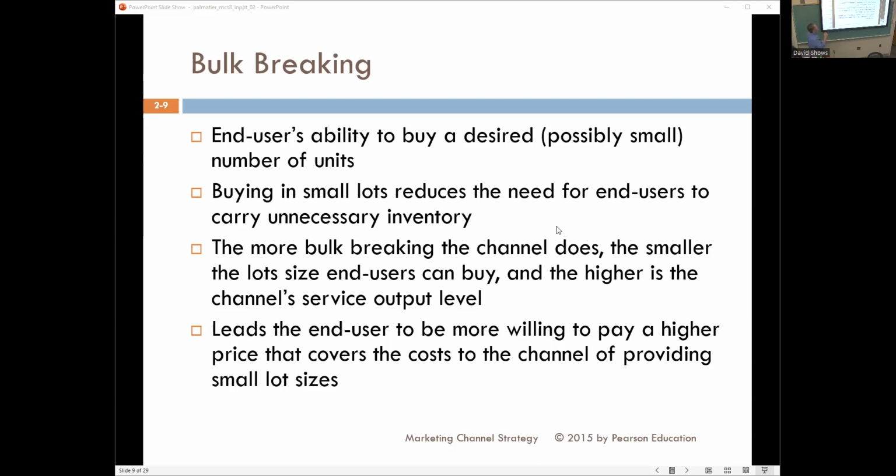They just do. But if I bring dishwashing liquid, Dr. Alvinson is not going to bring the large bottle. She's going to bring a small one because buying in small lots reduces the needs for end users to carry unnecessary inventory. And those big bottles, as sure as anything, they can break or something can go wrong. It's just more efficient to have them in a smaller version. The more bulk breaking, the smaller the lot sizes and the higher the value is as well.